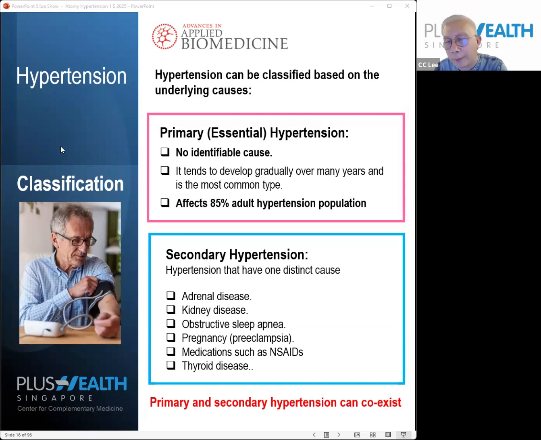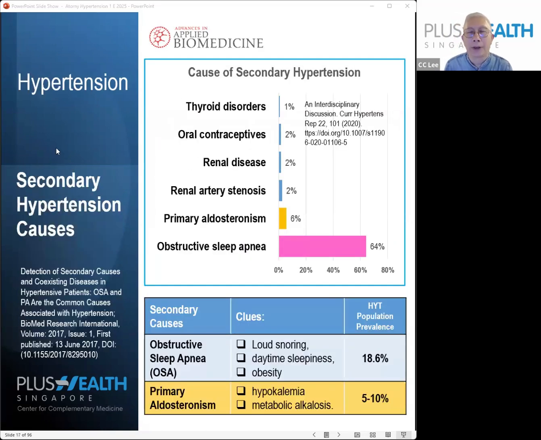We'll talk about secondary hypertension first, because these are known causes. Once you have identified the causes, there are remedies for them. There is a treatment option for that. Whereas for primary hypertension, we really don't have a targeted solution, and therefore we have to work on a much broader spectrum of remedies. Okay, let's look at the causes of secondary hypertension.